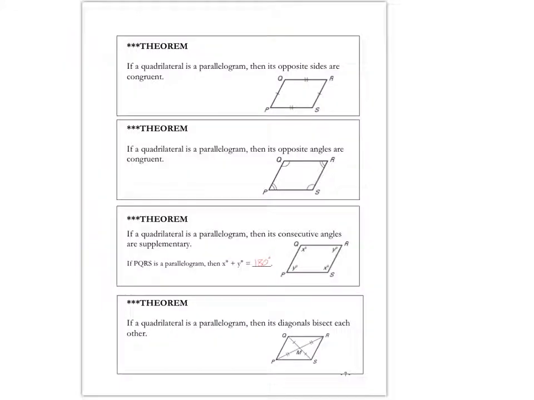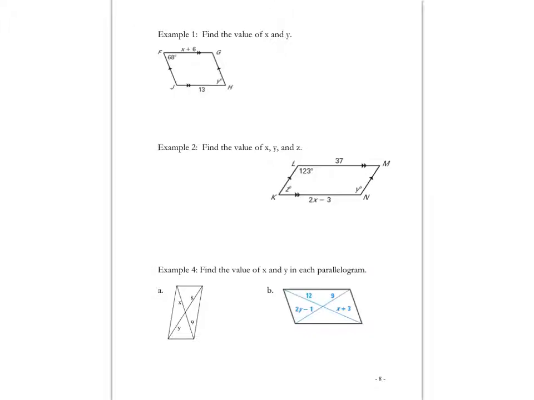There we go. All right, now we're on to parallelograms, the middle section of your flowchart. Parallelograms have opposite sides congruent. Opposite angles are congruent. Consecutive angles are supplementary. And then the diagonals bisect each other. So those are the four theorems we're going to be using to solve these problems.